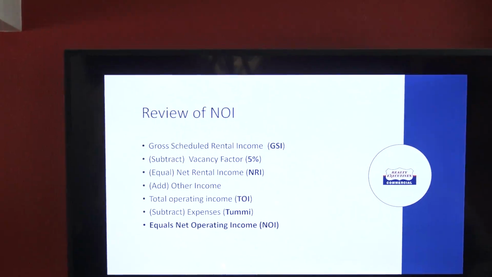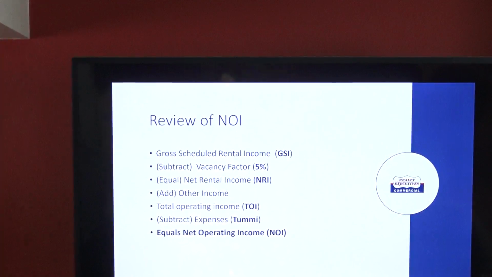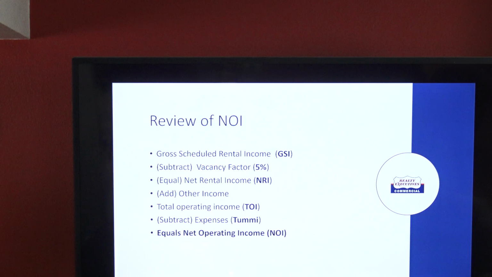Now, what's critical about any type of evaluation of income property is you have to know the NOI, which is the net operating income. The way that you come to this number is you take your gross scheduled rental income, and you're going to have to take a 5% vacancy factor, okay? Because that's what the bank is going to want to see. So no matter what your income is, if you have a vacancy factor at the property or not, doesn't make any difference, you've got to take 5%. So when you subtract 5% from your gross scheduled income, you're going to have what they call the net rental income. Here it is right here.